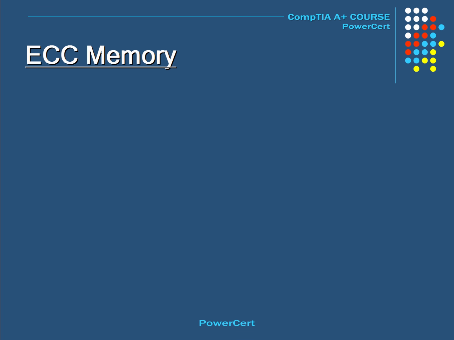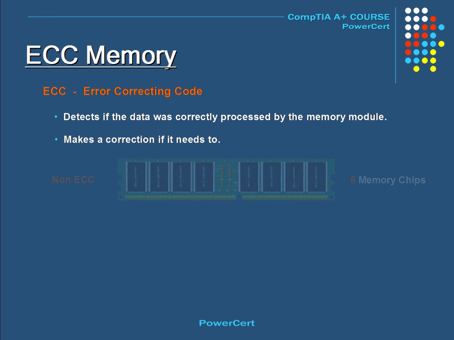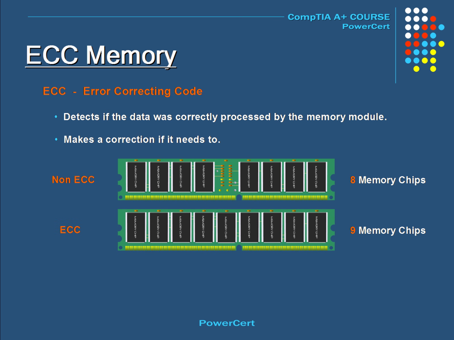Some RAM modules have ECC, which stands for Error Correcting Code. What this does is detect if the data was correctly processed by the memory module, and make a correction if it needs to. You can tell if a RAM module has ECC by counting the number of memory chips on the module. A standard non-ECC DIMM will have 8 memory chips, but an ECC module will have 9 memory chips.